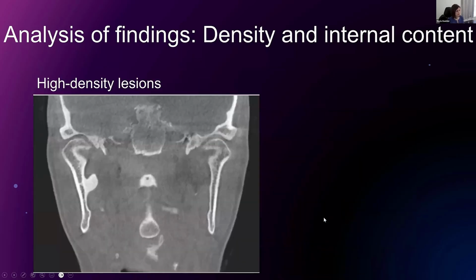Now onto the high density lesions. We have a homogeneous lesion that only has high density, cortical density, and it's localized on the medial aspect of the right ramus here. So this is an osteoma. We don't see any internal low density areas.